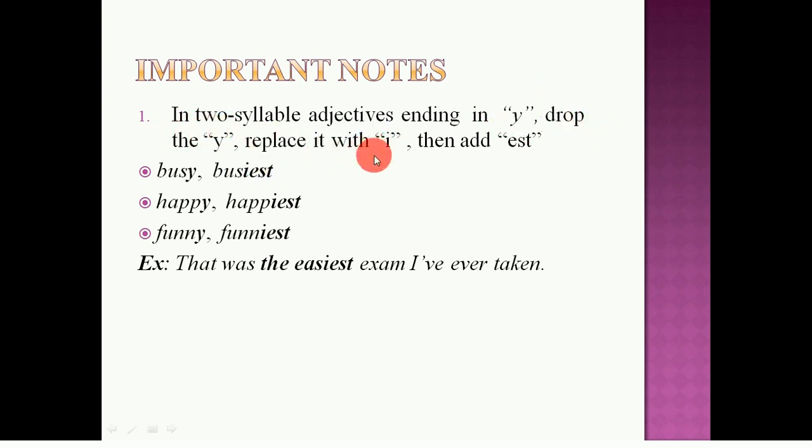We replace it with i, then you add est. يعني ديما the adjectives with 2 syllables that end with y are considered as short adjectives. Like busy, busiest, happy, happiest, funny, funniest. For example, that was the easiest exam I have ever taken. The easiest. We drop the y, we replace it with i, and then you add est.